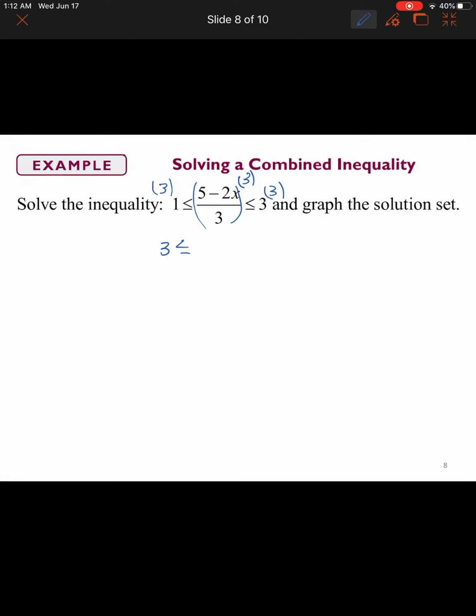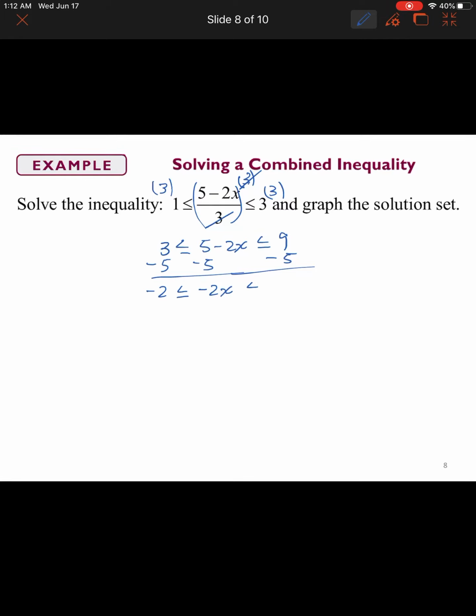That gives us 3, less than or equal to 5 minus 2x over 3 times 3. 3 divided by 3 is 1, so that leaves us with 5 minus 2x. And then on the far end, we have 3 times 3 is 9. All right, we're trying to get that variable by itself, so we're going to deduct 5 from the inside on all.